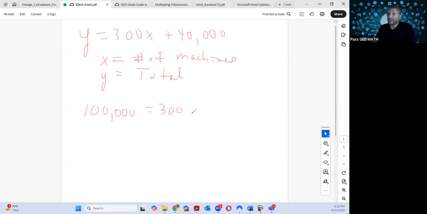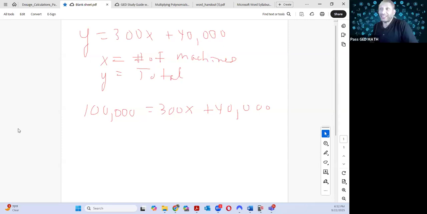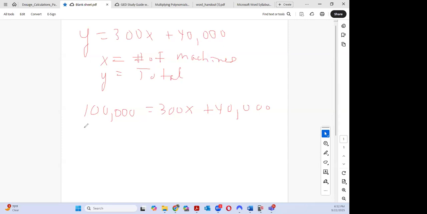100,000 equals 300x plus 40,000. This now becomes a 2-step algebraic equation. What am I going to do first to solve for x? What term do I need to get rid of first? Solve for x.